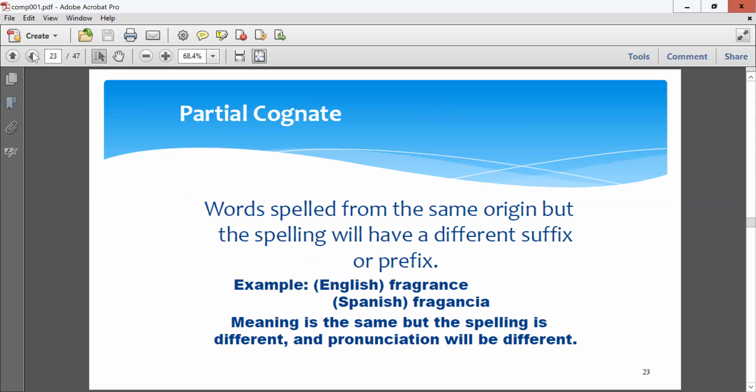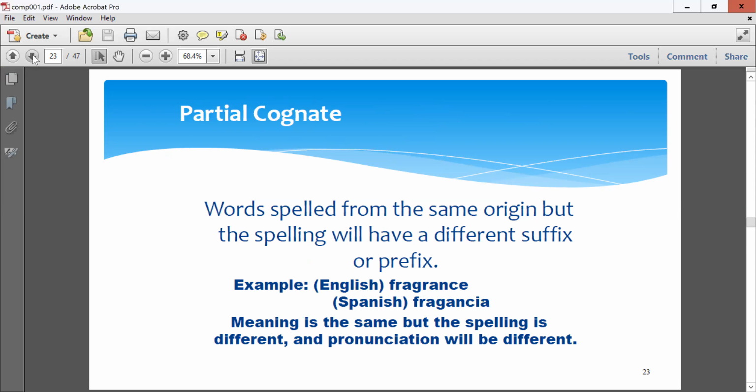For example, in English, fragrance, and Spanish, fragancia. The meaning's the same, the spelling's different, and the pronunciation's different. And the point here is that students won't always pick up on that. Okay, so if you hear someone saying fragancia, you might not pick up that that's the same word as fragrant. However, if you have a good vocabulary and you see that, you may be able to point that out.